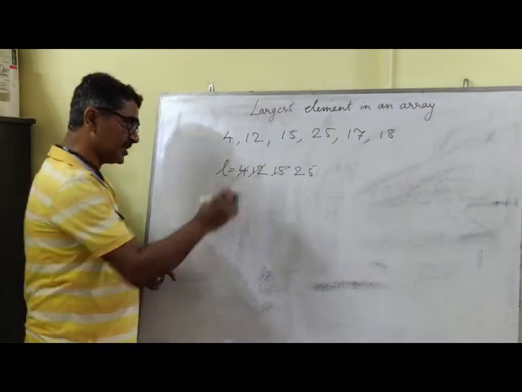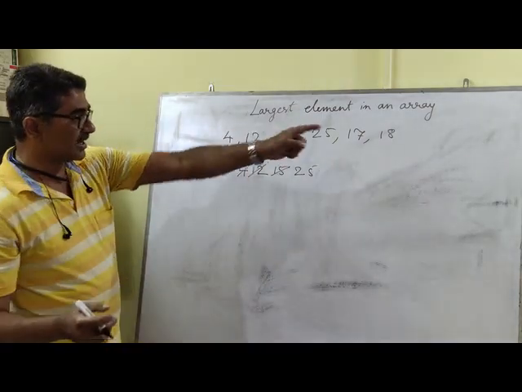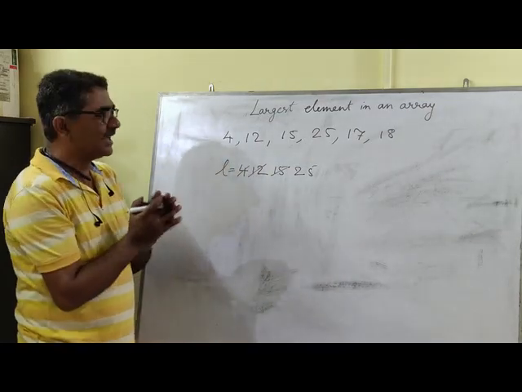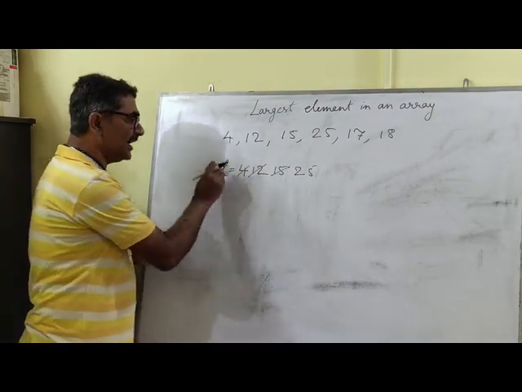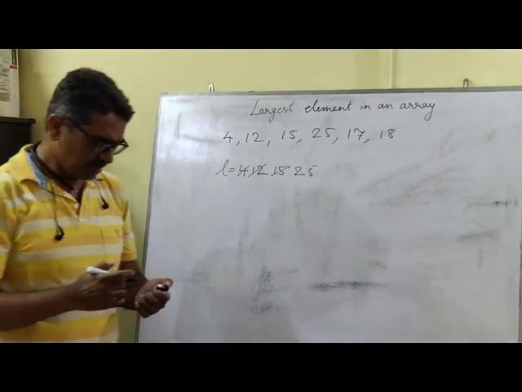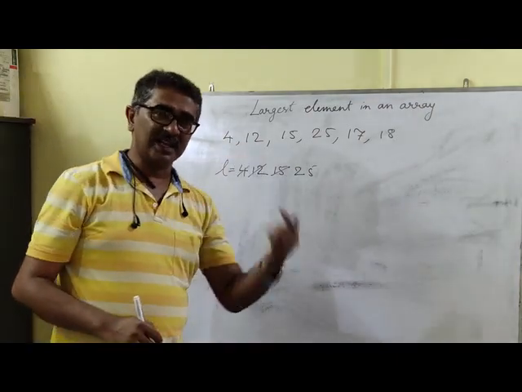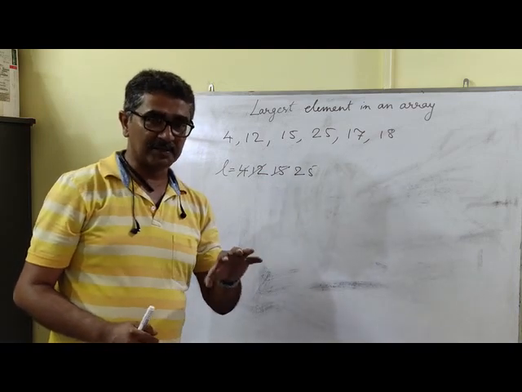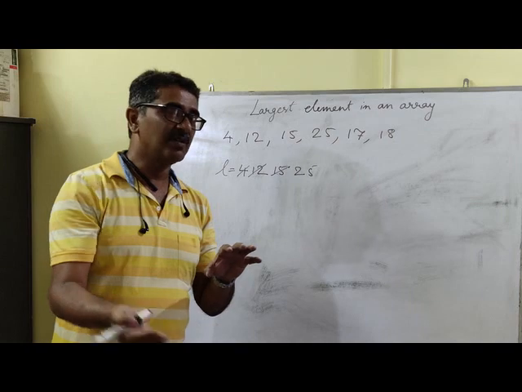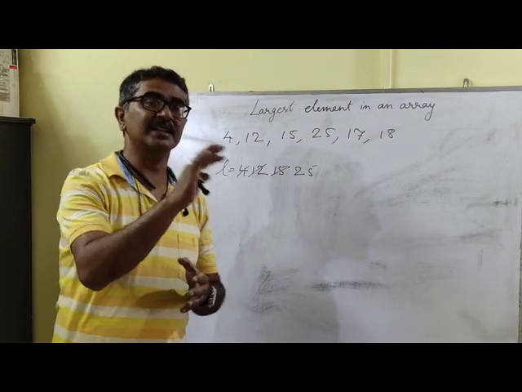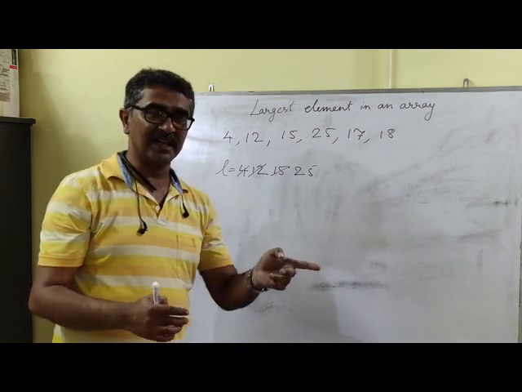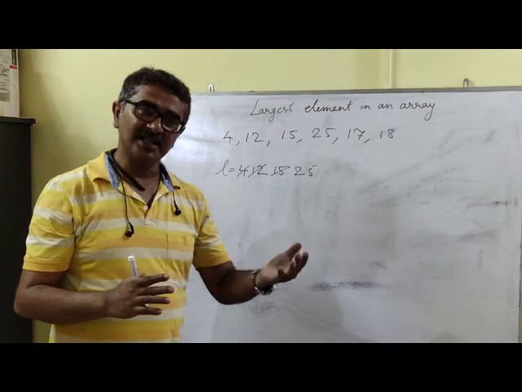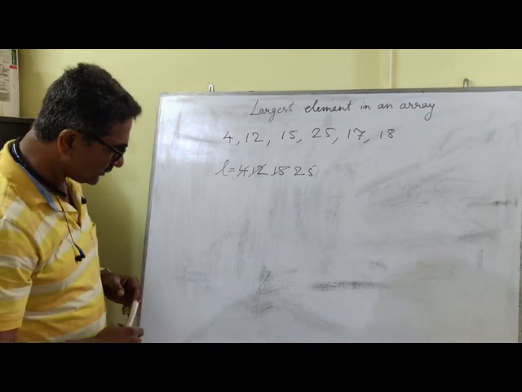Next comes 17. Is it greater than L? No. Next comes 18. Is it greater? No. So whenever it is not greater, we are doing nothing. We are keeping L safe with that. So ultimately L contains the largest number. So what is the logic behind it? We take the first number and store it into the variable L. Now subsequent numbers, what we are going to do? We are going to check whether it is greater than L or not. If it is greater than L, then I am going to assign or give it to L. So that's the trick behind how to do it.